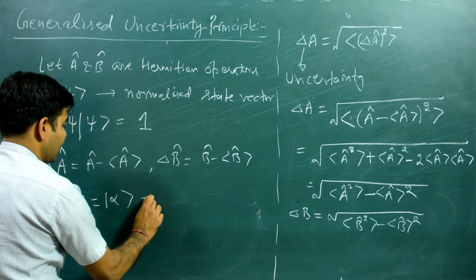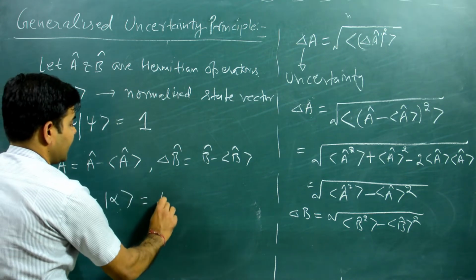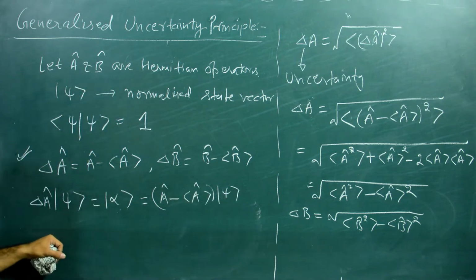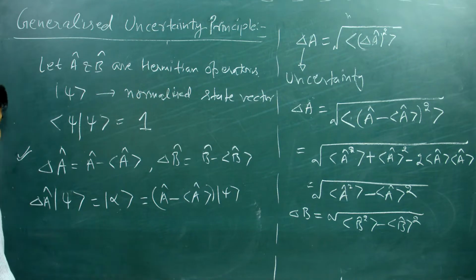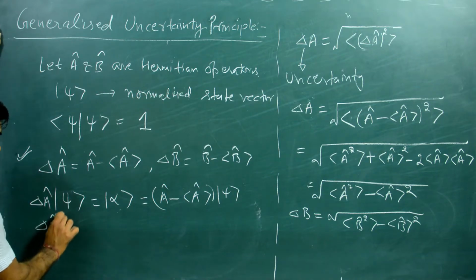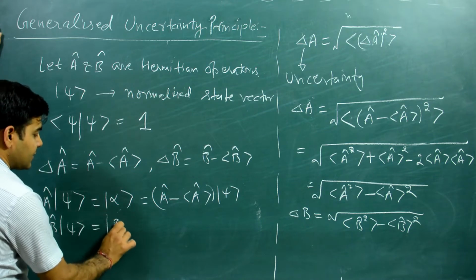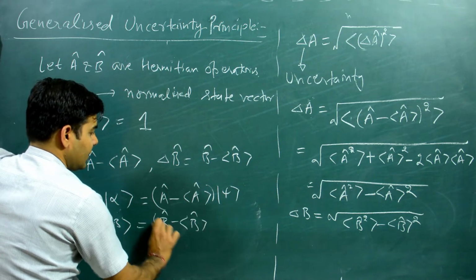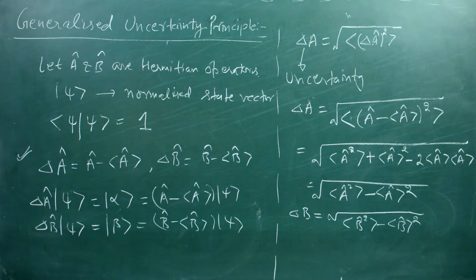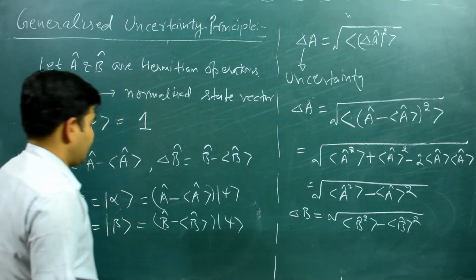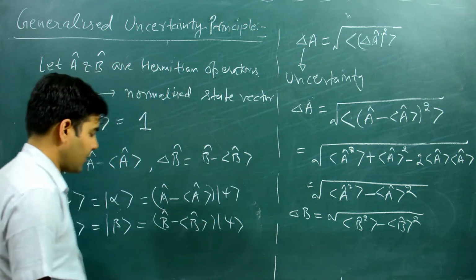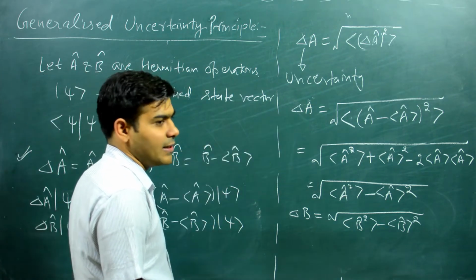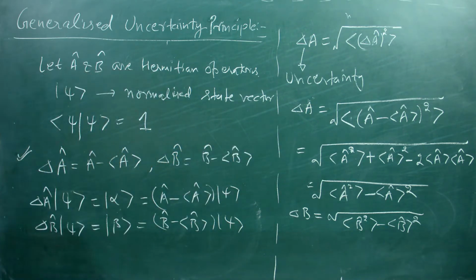So ket alpha is equal to delta A hat ket psi. Delta A hat is A hat minus the expectation value of A, acting on ket psi. All right. Similarly, for example, delta B hat acting on ket psi is, let's say, ket beta, which is equal to B hat minus the expectation value of B acting on psi. Okay. So ultimately we have to calculate the uncertainties, for which we are going to do these kinds of steps, which are required to find out the relation between delta A and delta B. All right, so let's move on.